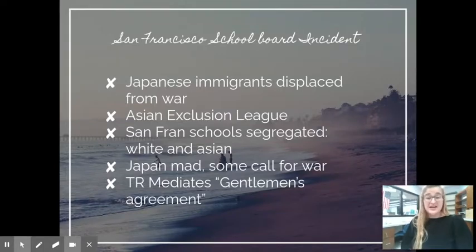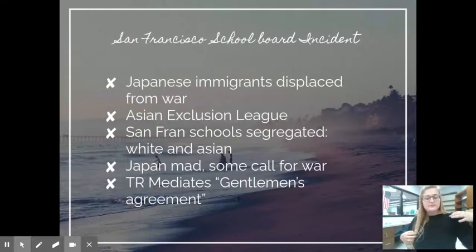So Japan is super mad and says, how dare you discriminate against ethnic Japanese people like that in your country? And some people in Japan even call for war. And of course, this is all sizzling in the yellow press, sensationalized, scandalous news, okay? Teddy Roosevelt is concerned because we just don't want to lose the money that California makes and all those Pacific Islands make for us.